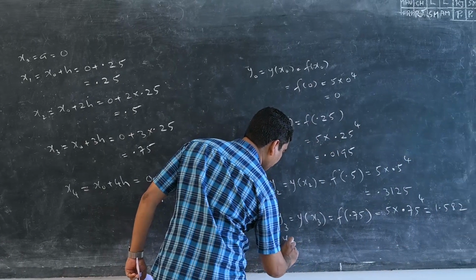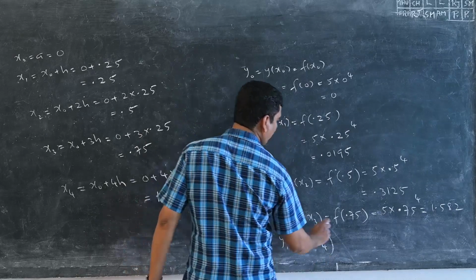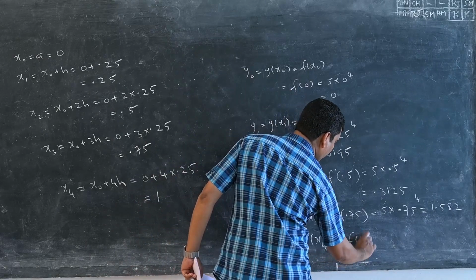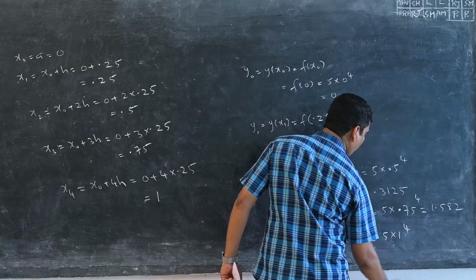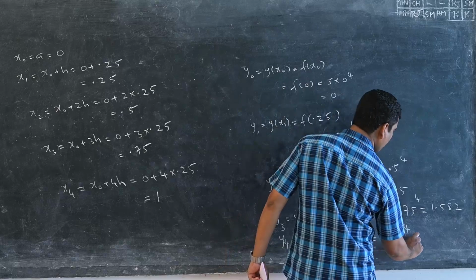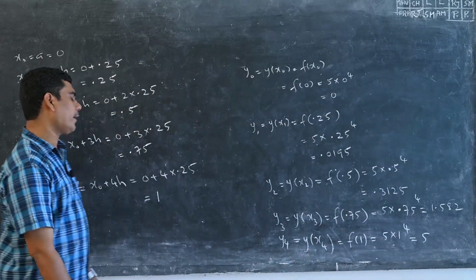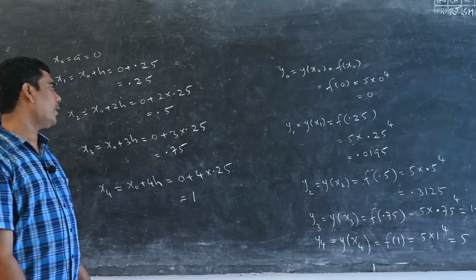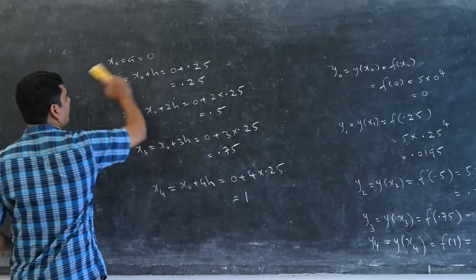y4 is y of x4. It is f of 1, which is 5 into 1 raised to 4. This is equal to 5. So we have calculated the values y0, y1, y2, y3, y4.